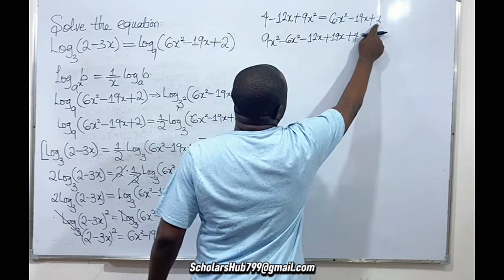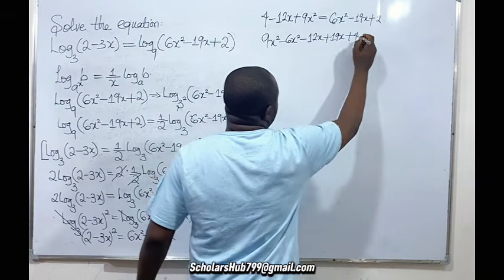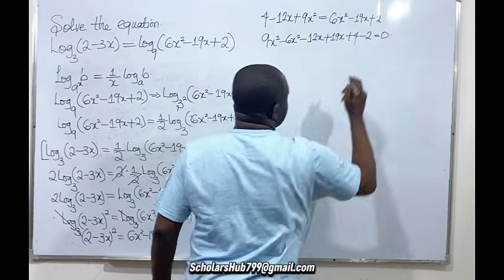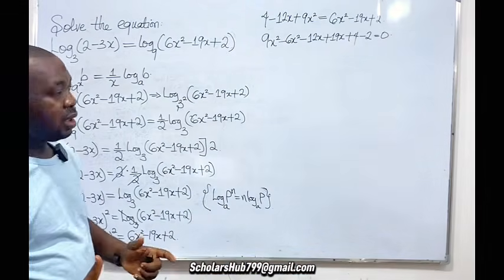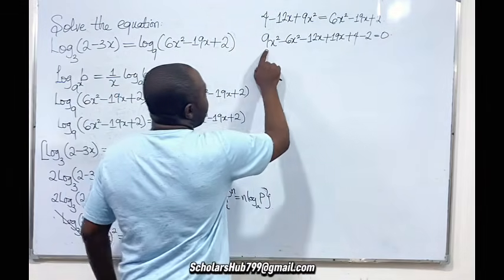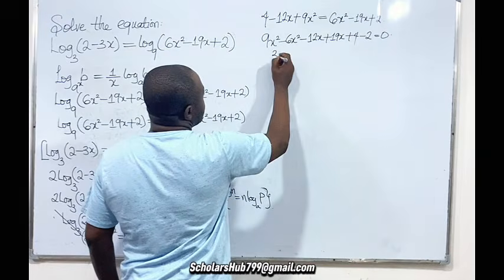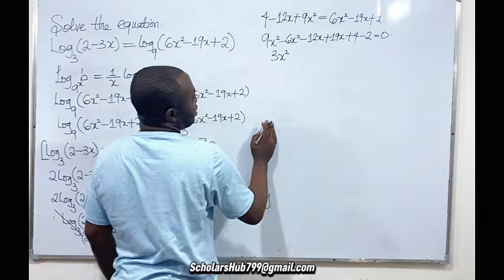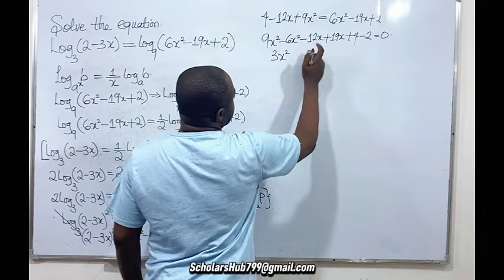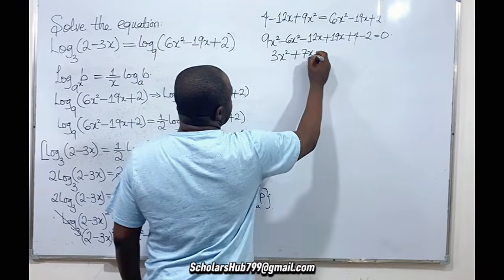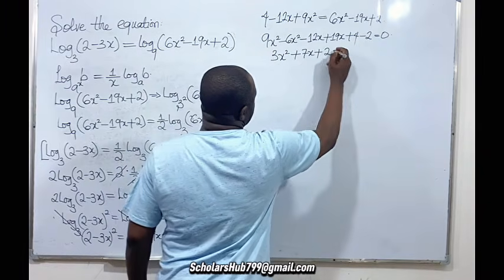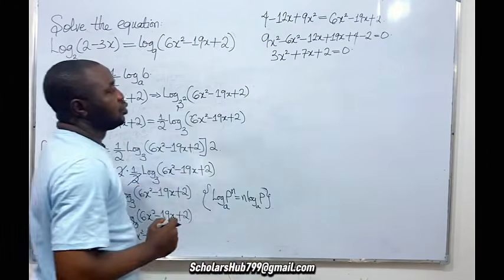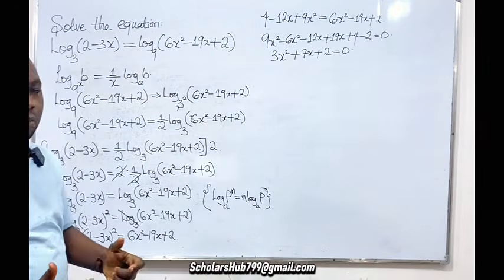Then I'm going to carry this 2 on the right hand side over to the left hand side to become minus 2. Then everything will be equal to 0. All right, so 9x squared minus 6x squared will be 3x squared. Minus 12x plus 19x will be 7x. 4 minus 2 will be 2. So here we have a quadratic equation.